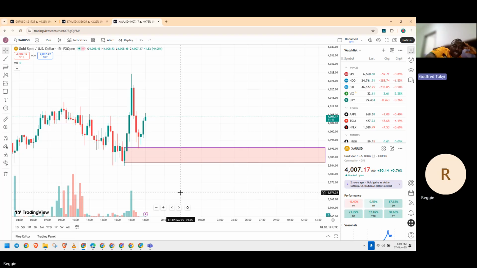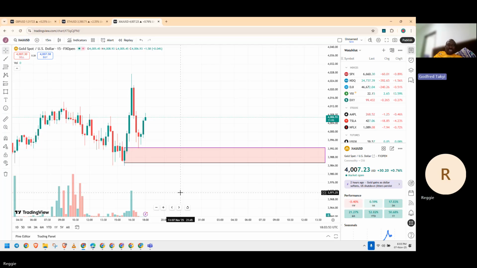Let's go through the parameters. Number one: an impulsive upward move which led to a break of structure. True. The zone was unmitigated until now, it has mitigated. That's true. And the green candle closed below the previous candle. That's a valid order block.